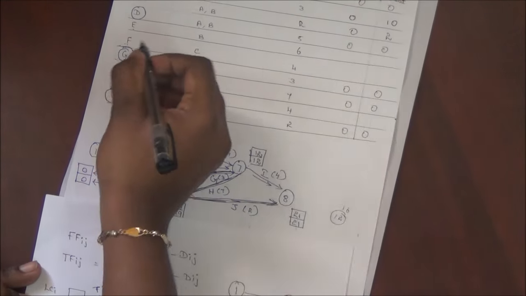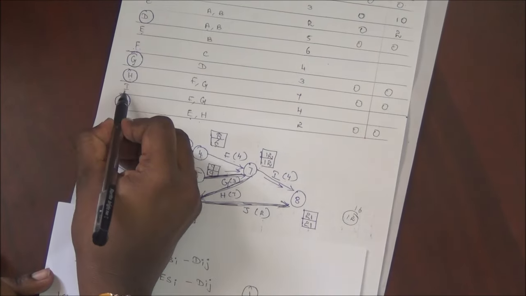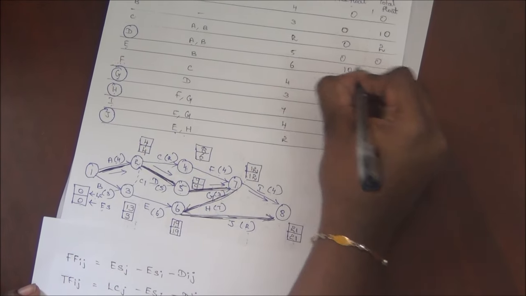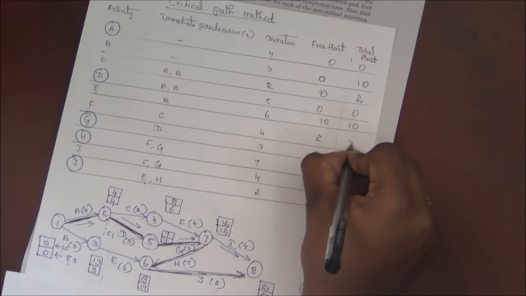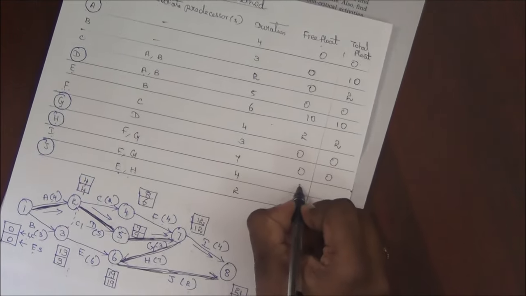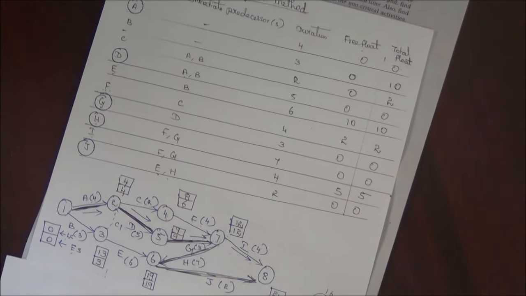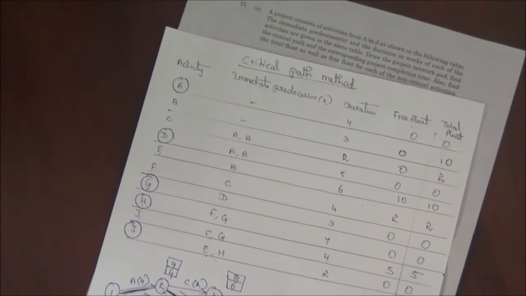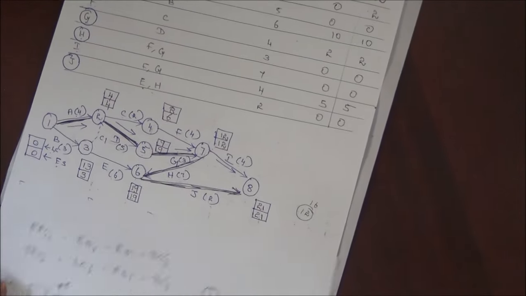Similarly, we have to calculate for each non-critical activity, E, F and I. For E, it is 10. For F, it is 2. And for I, it is 5. Thus, we have calculated for the project diagram the critical path, the project completion time, as well as the free float and the total float for the non-critical activities. Thank you.